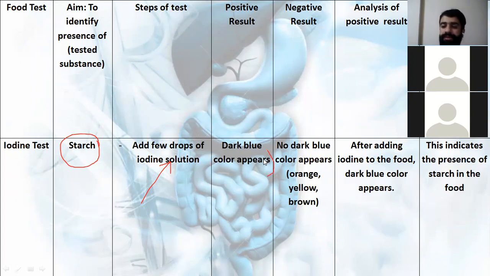So what do you say? After adding iodine solution to the food. If it's negative, which color will appear? A brown or orange color. What does this indicate? There is no starch. Excellent. This indicates the absence of starch in the food. Thank you, Ghadi. So this is the second test.